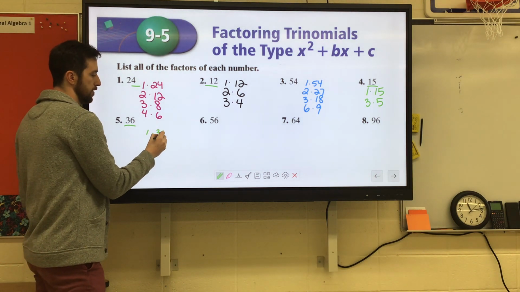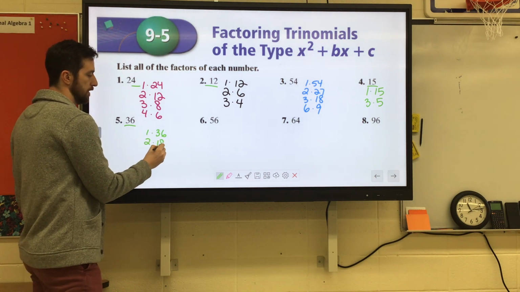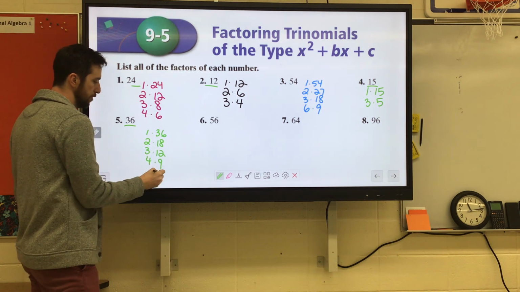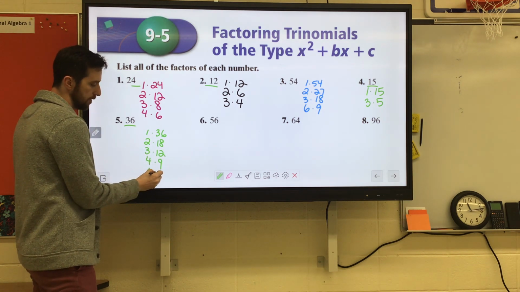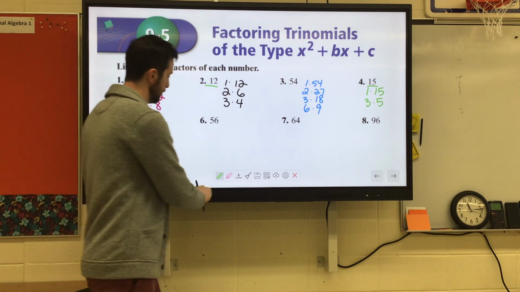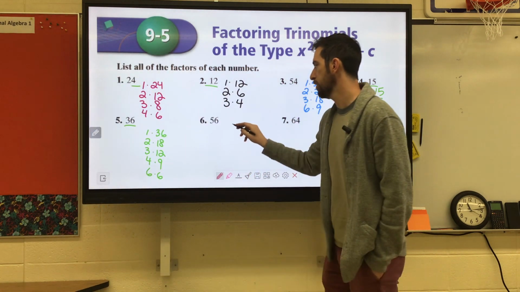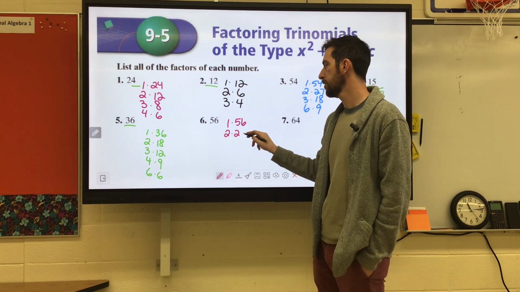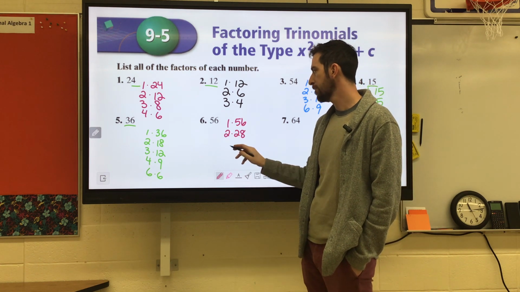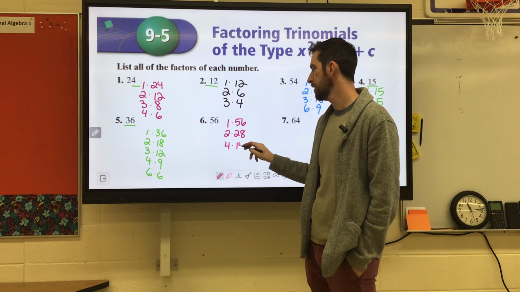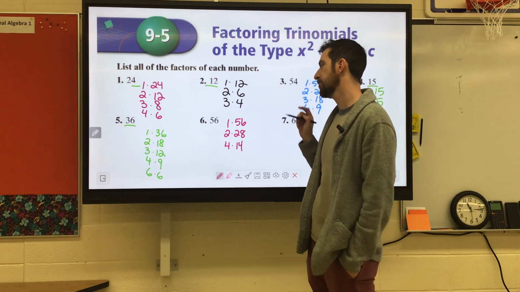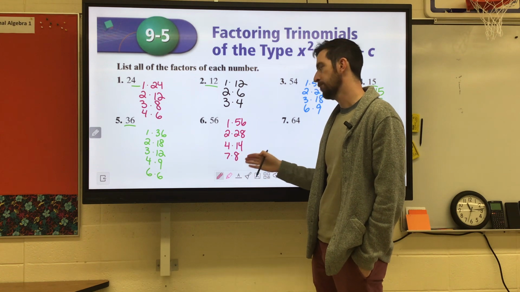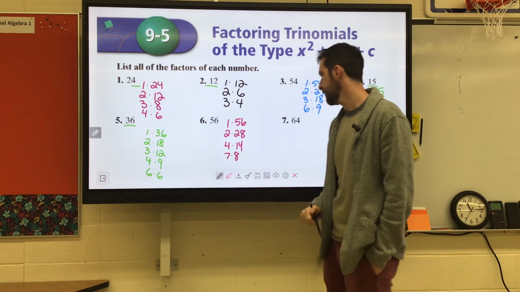1 times 36, 2 times 18, 3 times 12, 4 times 9, 5 does not go in there, 6 times 6. 56, we have 1 times 56, 2 times 28, 3 does not go in there, 4 times 14, 5, no, 6, no. 7, yeah, 7 and 8. And then we're back at the right side here, so we're all good.